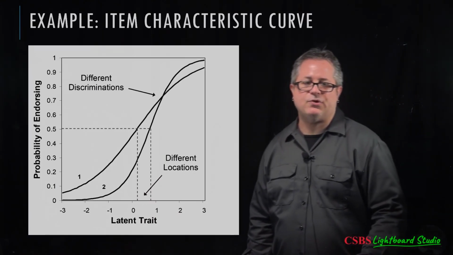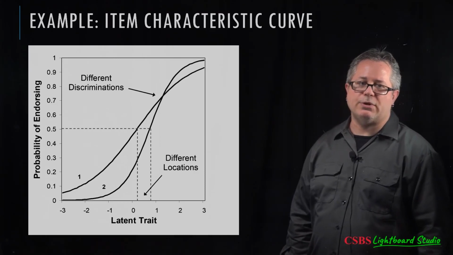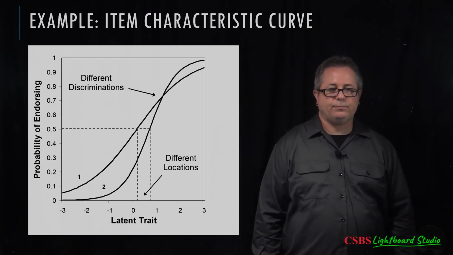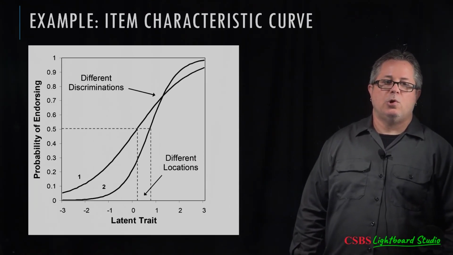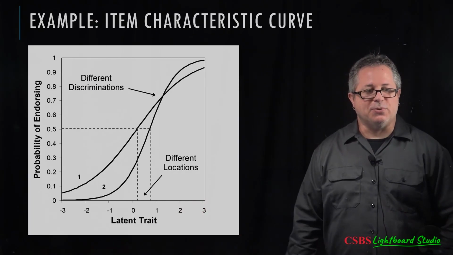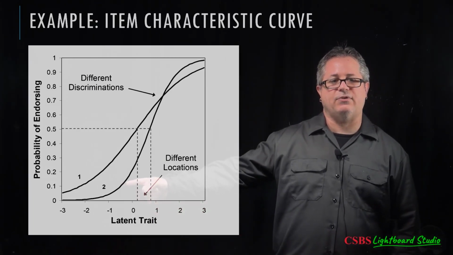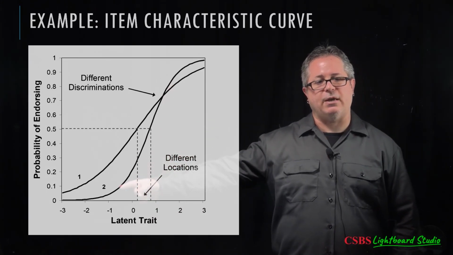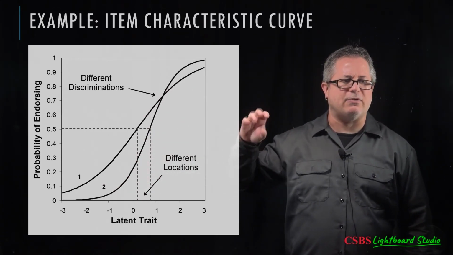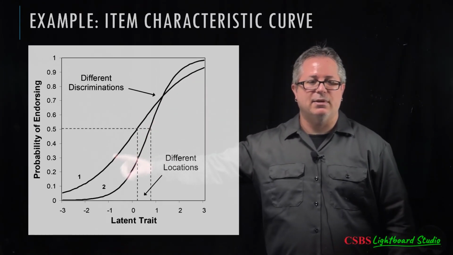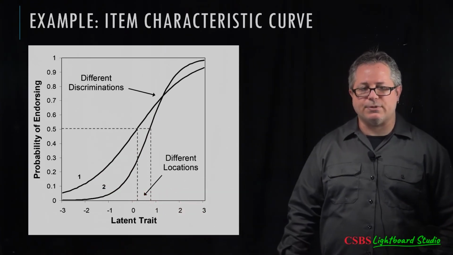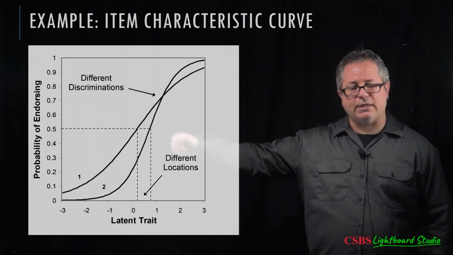These are different discriminations and different locations at the same time. So of 1 and 2, which one's more discriminating? Hopefully you said 2 again. It has a steeper slope, so it's more discriminating than 1, whose slope is slightly less steep going that way. And again, item 2 also seems to be slightly more difficult because of where the 0.5 is hitting each of the curves.